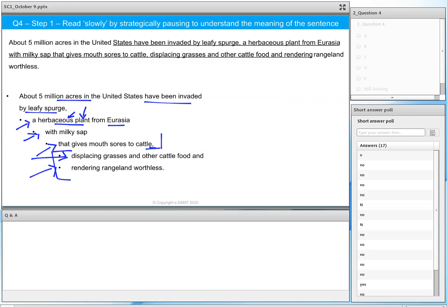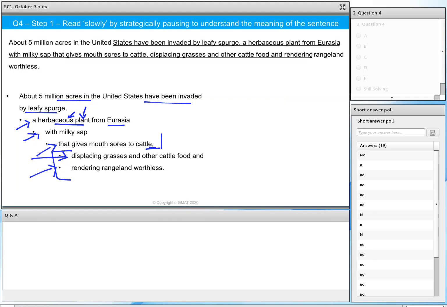Most definitely not, because milky sap cannot displace grasses and other cattle food no matter what it does. A vegetation can replace or displace another vegetation, right? Or something else. But milky sap, because they are found in leafy spurge, right? So we cannot say that milky sap displaces grasses and other cattle food. That meaning is absolutely illogical.